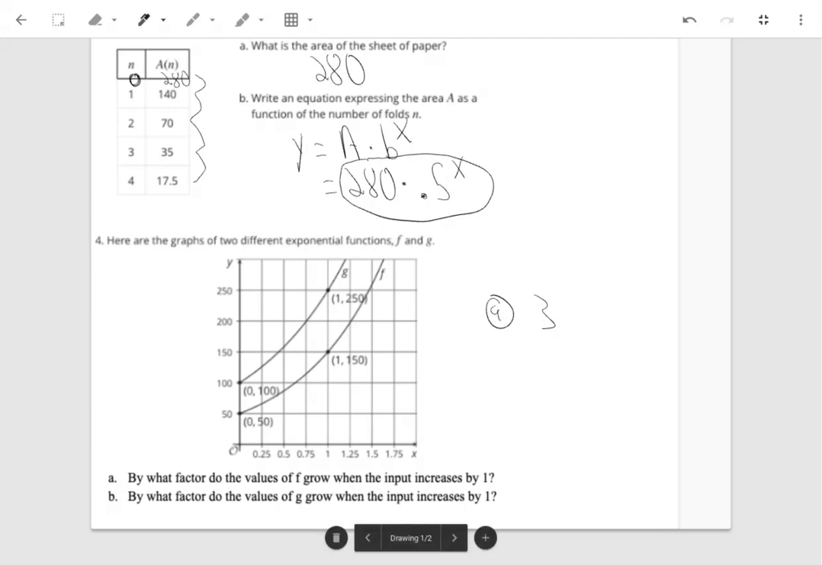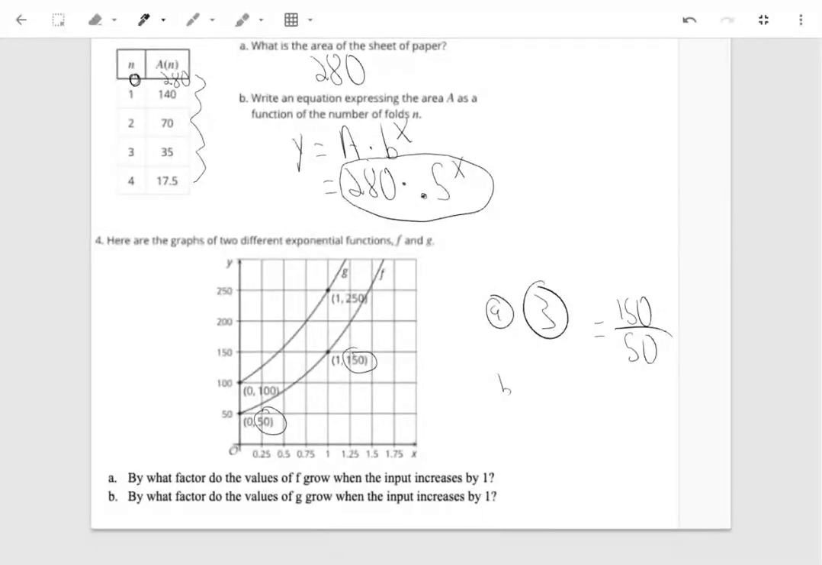Now, let's say you couldn't figure out that going from 50 to 150 was multiplying by 3. You can figure out the growth factor by taking any value on the graph and dividing it by the previous value. So if I take a value of 150 and divide it by the previous value of 50, do I get 3? It's 150 divided by 50 equal to 3, and the answer is, of course, yes. So the growth factor for that first graph is 3.